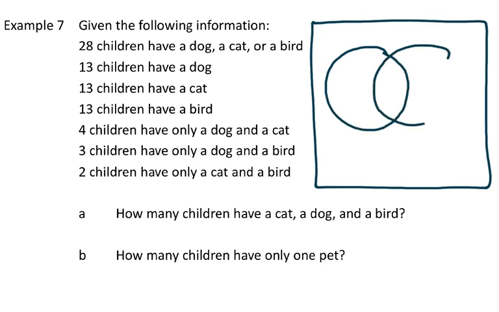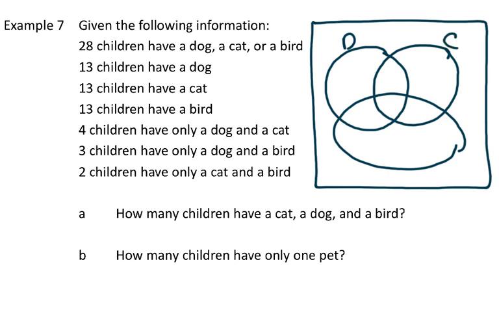Three bubbles, making sure that they intersect like so. Do need to label these. I'm going to put dog top left, cat top right, and bird on the bottom.